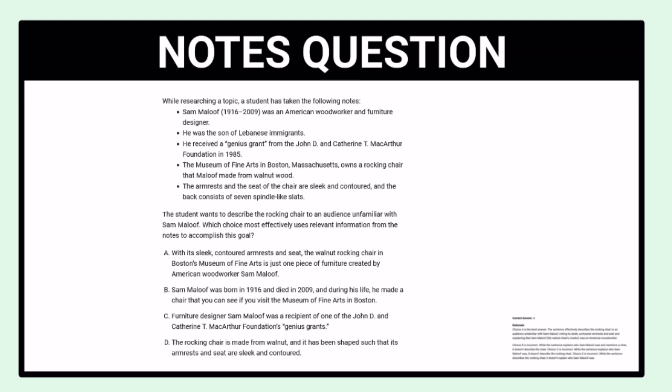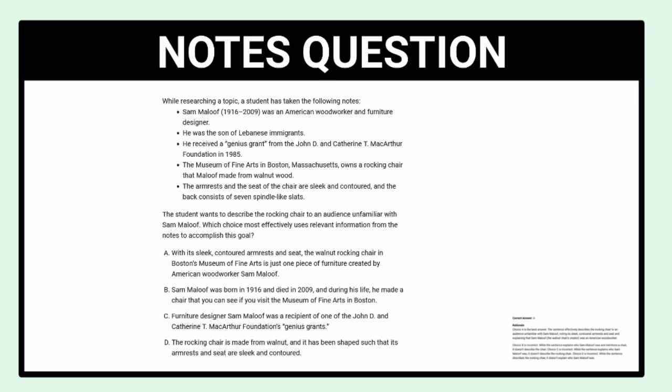Okay, so in this notes question, one thing to remember is you always do not need to read the notes. I've never seen a question where you actually need to read the notes. If you just simply focus on the question and try to get the most accurate answer, you will end up with the correct answer. So here they're asking, the student wants to describe the rocking chair to an audience unfamiliar with Sam Malouf. Which choice most effectively uses the relevant information from the notes to accomplish this goal?